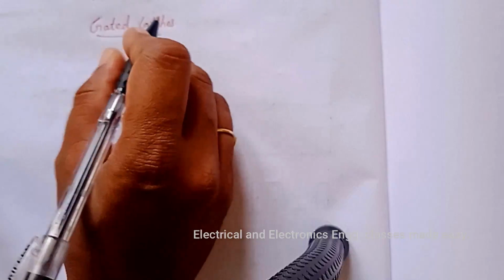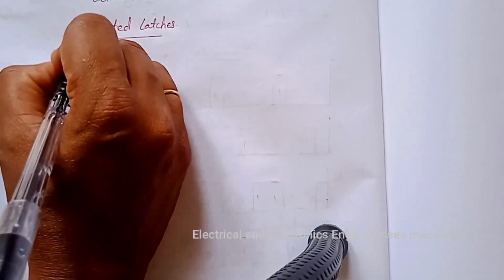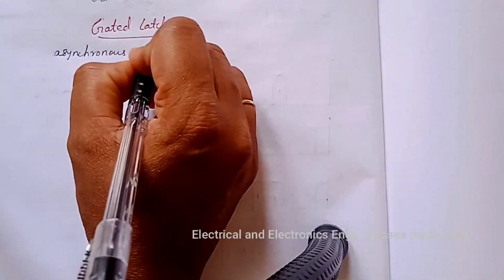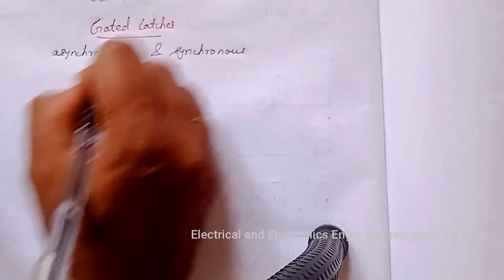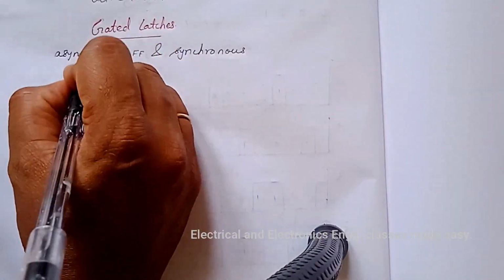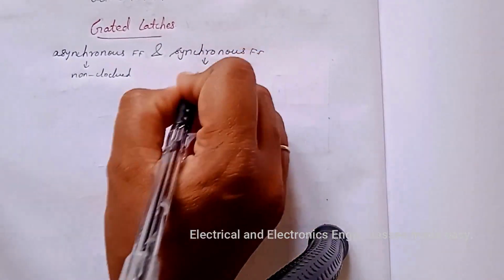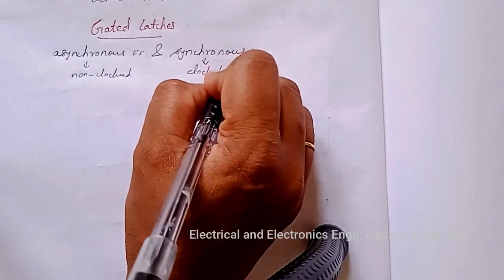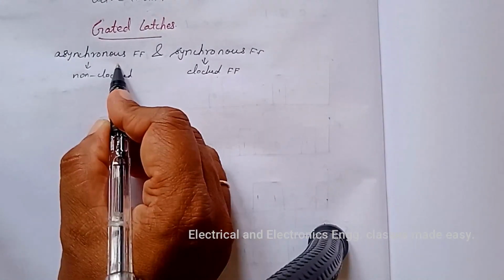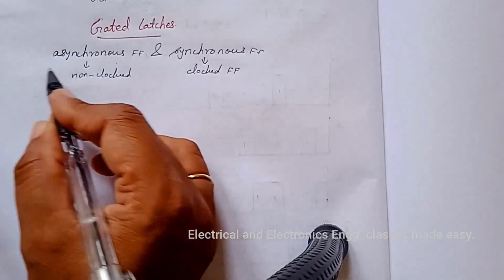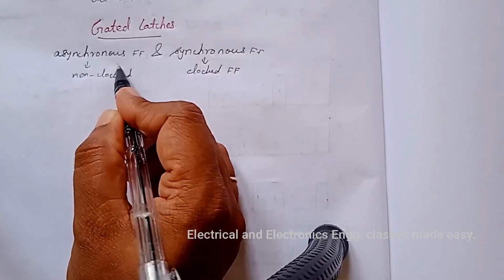So latches are flip-flops. There are mainly two types of flip-flops: asynchronous flip-flops and synchronous flip-flops. Asynchronous flip-flops are non-clocked flip-flops, and synchronous flip-flops are clocked flip-flops or gated flip-flops. In asynchronous flip-flops, the output can change state anytime the input conditions are changed. So these are called asynchronous flip-flops or asynchronous latches.